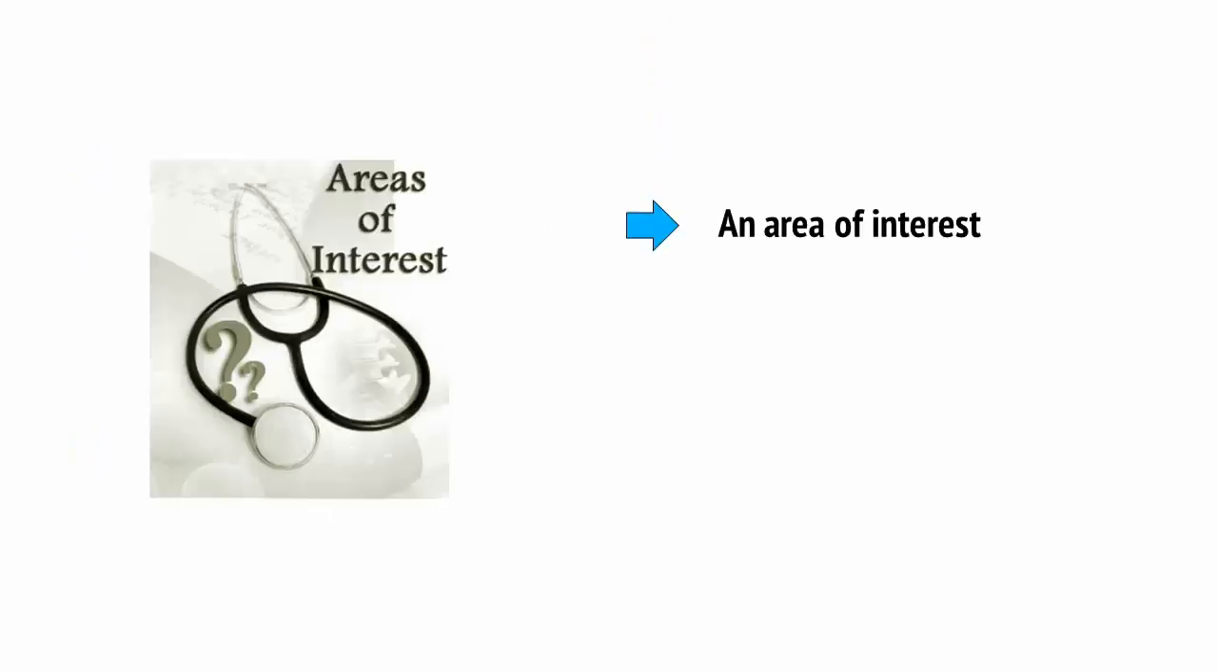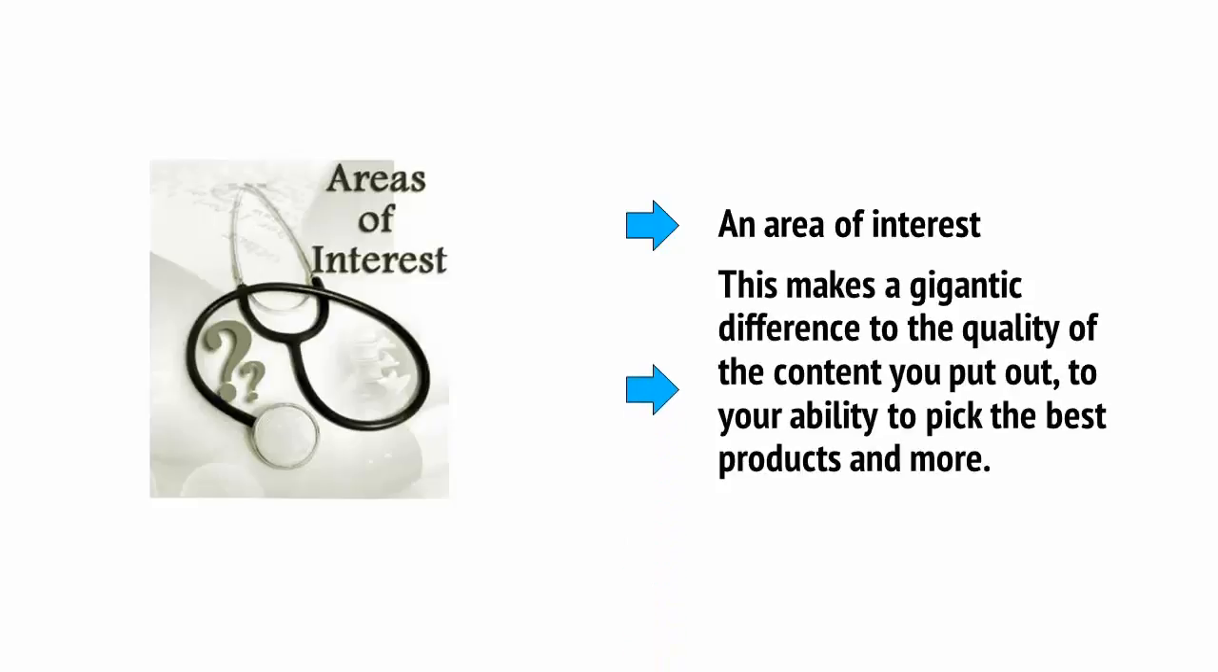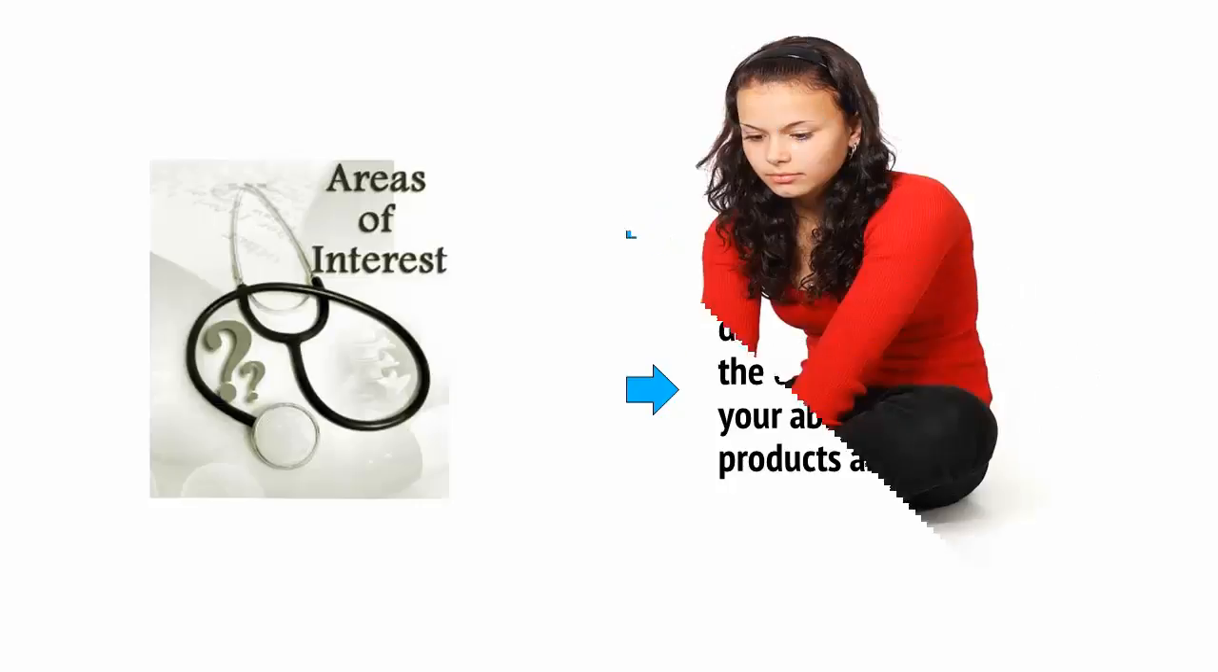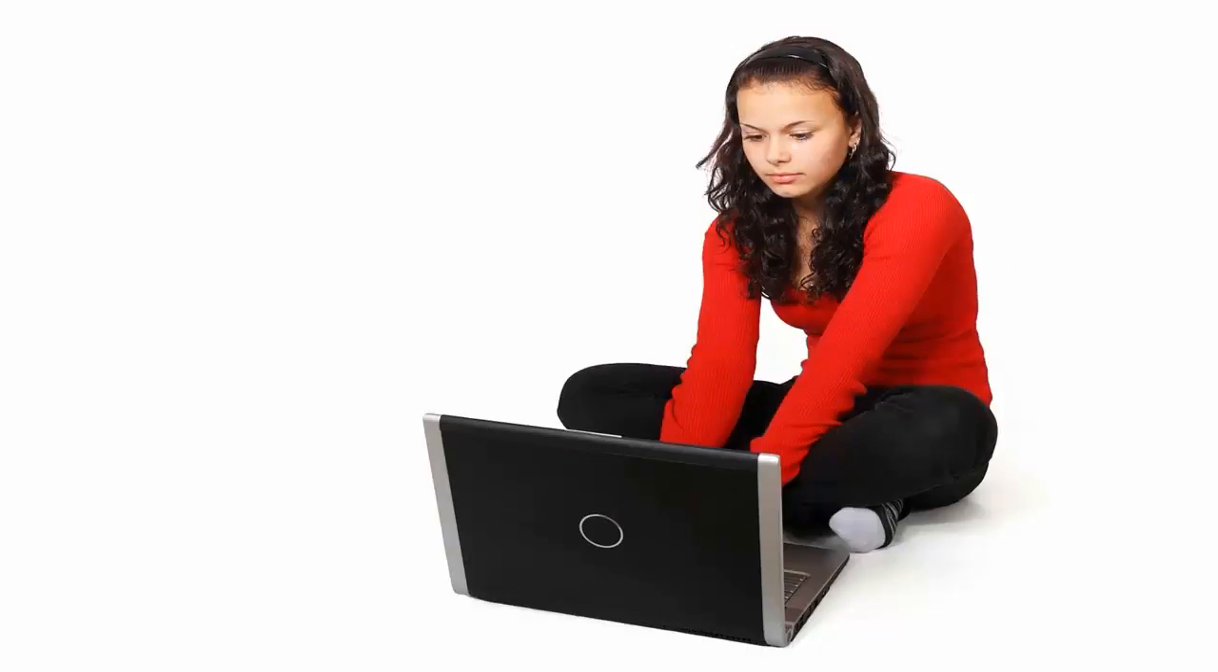Then there's an area you're already interested in. This will often align with the last point, but you should always pick a niche that you find personally interesting. This makes a gigantic difference to the quality of the content you put out, to your ability to pick the best products, and more. Remember, as a blog owner, you're going to be required to write thousands of lines of content on this subject in order to demonstrate your expertise and to gain the trust of your voters. If you don't know anything about the niche, this is going to come across in your writing and you're going to find it a very dull job.